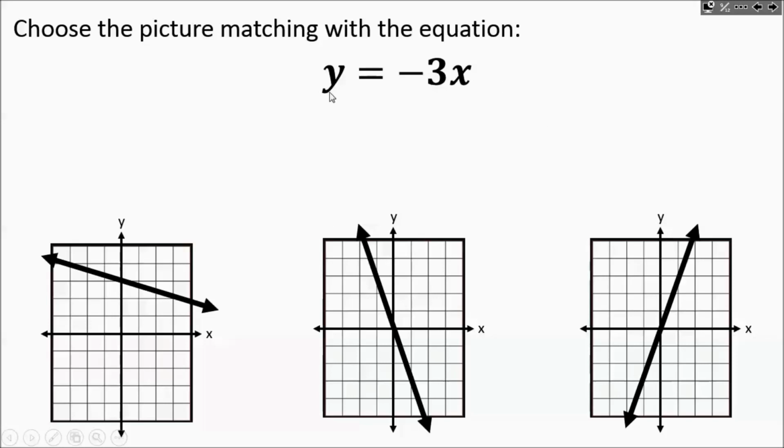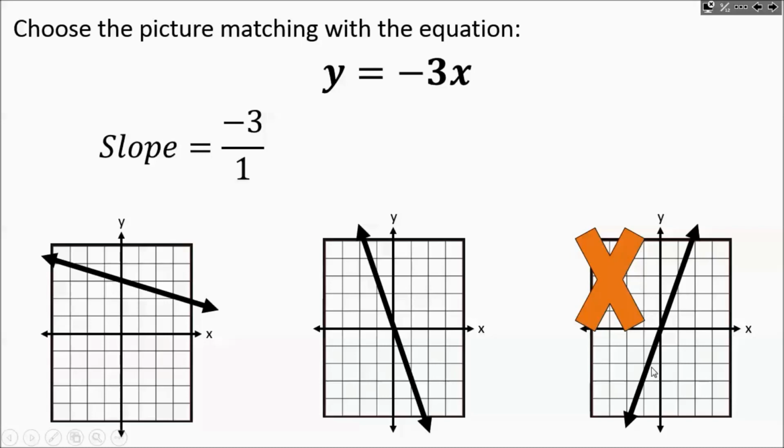So y equals negative 3x. Let's see if there's any I can get rid of just to start things off. The first thing I'm going to notice is we have negative 3 over 1 as our slope. This is a negative slope, which means it would not be this one, because this is a positive slope. So we can narrow it down to these two.